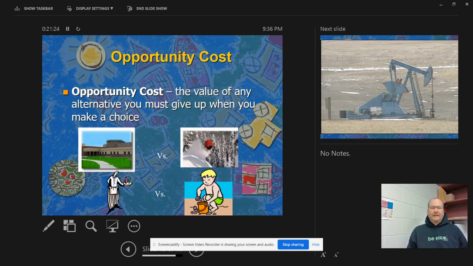Okay, the next key term that we're going to be talking about a ton this year in Econ is opportunity cost, and that's the value of any alternative you must give up when you make a choice. Every single choice you make has an opportunity cost. So whatever you chose not to do is your opportunity cost.